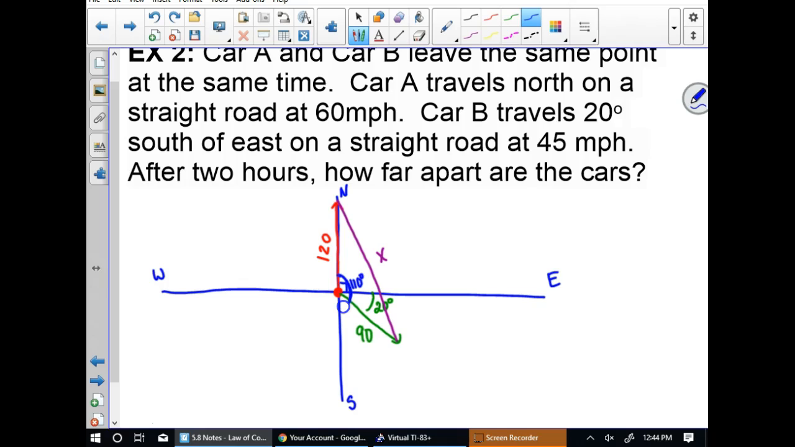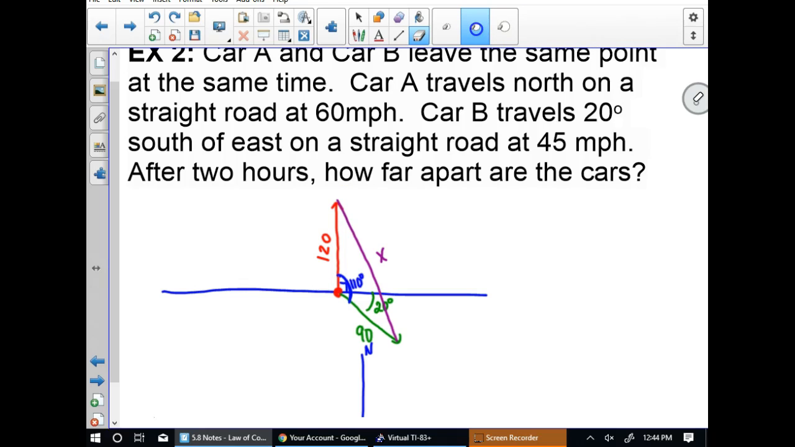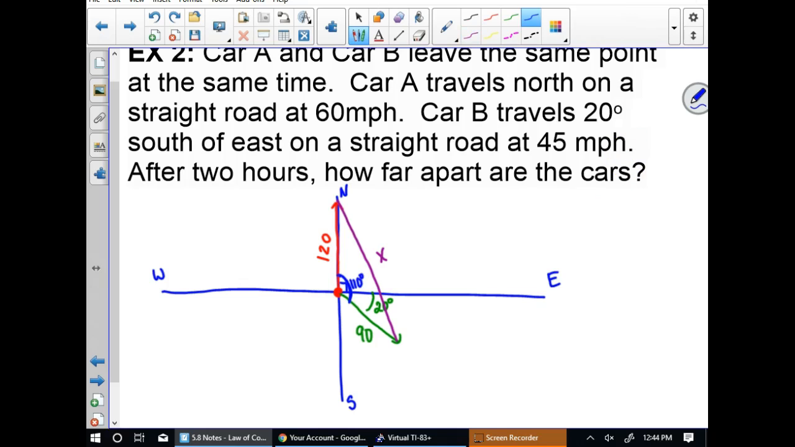Okay, so what we want to do here, erase that. I don't know why it won't let me erase that. I want to make myself some room to do the problem over here, but it's not allowing that.